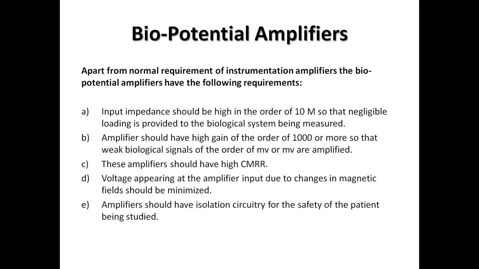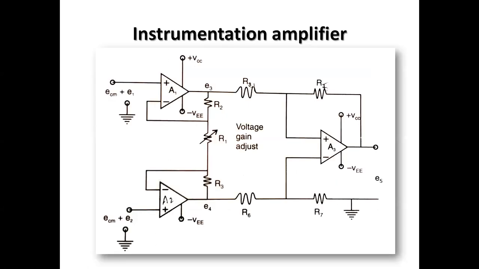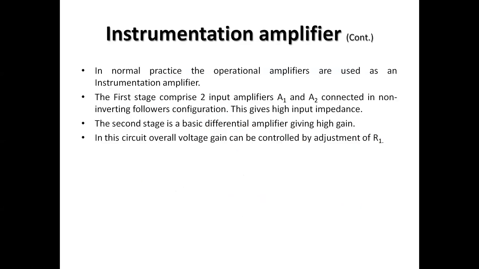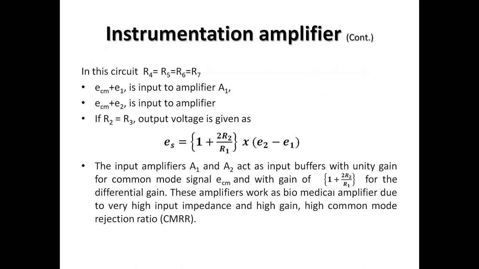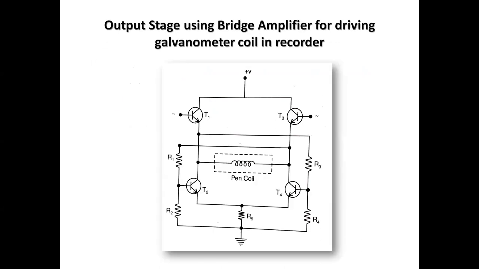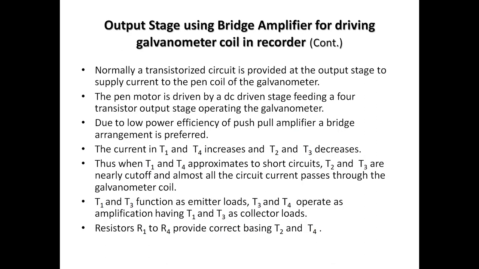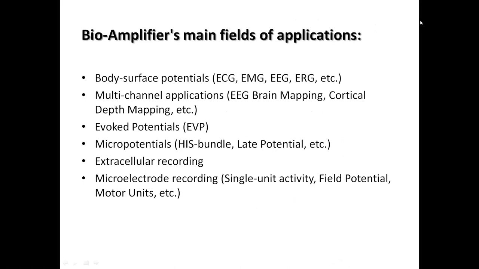The voltage appearing at the amplifier input due to changes in the magnetic field has to be minimized in the proper manner. This is an example of an instrumentation amplifier, where the concerned data is retrieved by the biopotential amplifier in the right order. These are some equations regarding the instrumentation amplifier, where we expect marginal gain and CMRR. Some output stages use a bridge amplifier for driving the galvano coil in the recorder. This is for additional information and may not be asked in the end examination.